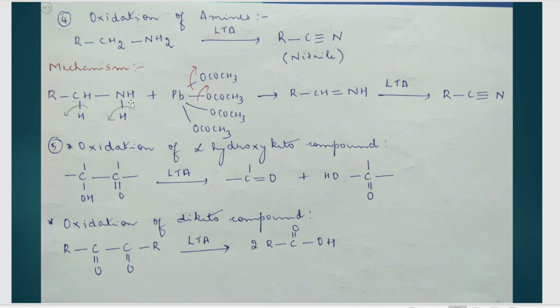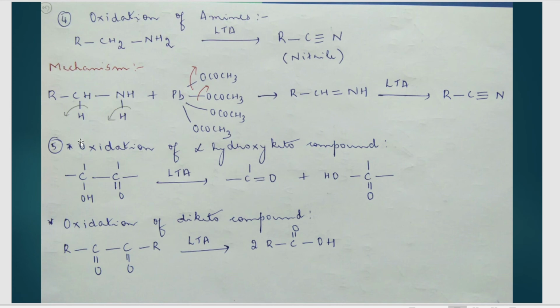So, what is the next application of lead tetraacetate? That is the fourth one, oxidation of amines. So, here you can see I've taken an amine. The amine functional group is NH2. Okay, so RCH2NH2, we have taken an amine, and on oxidation, amines yield nitriles in the presence of lead tetraacetate. How is the mechanism?